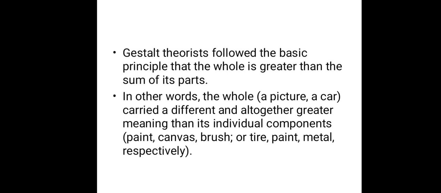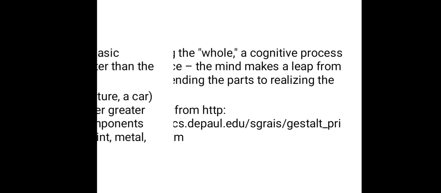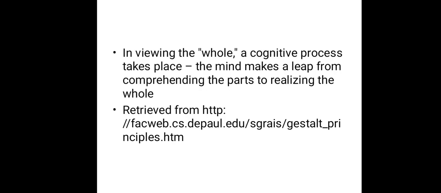So, for example, if we hold a painting of the Mona Lisa, if I show you some part of her hand, you might not know what it is or whose hand it is. But if I show you the whole picture of Mona Lisa, you can understand that it is the Mona Lisa, drawn by Da Vinci, and all of that. So they stated that the whole is greater than the sum of its parts. In viewing the whole, a cognitive process takes place. The mind makes a leap from comprehending the parts to realizing the whole.